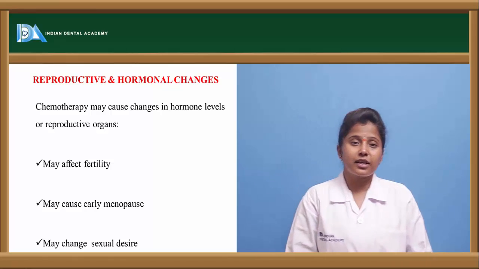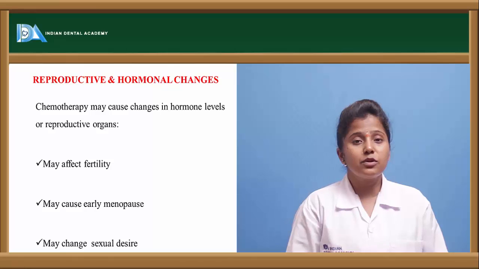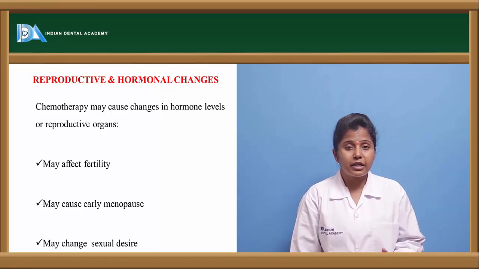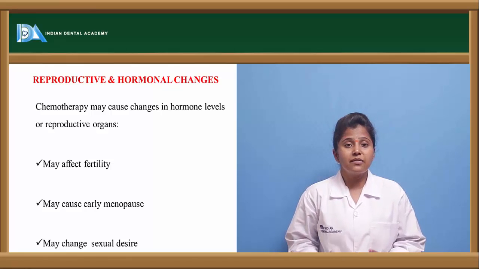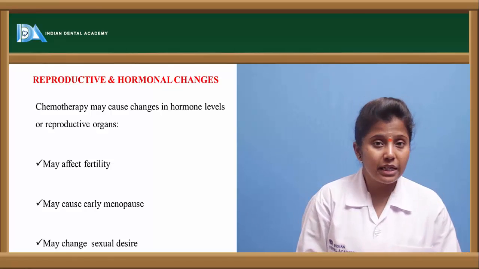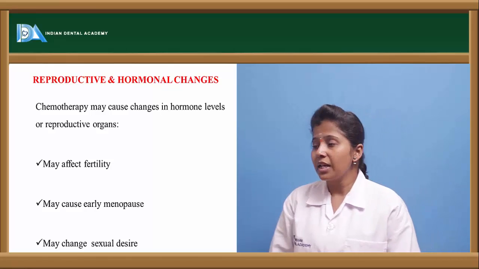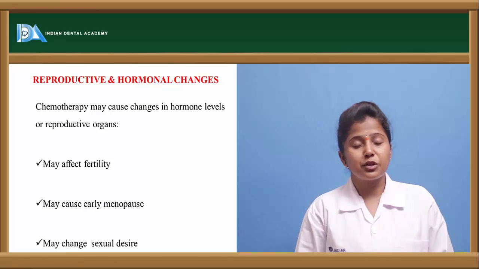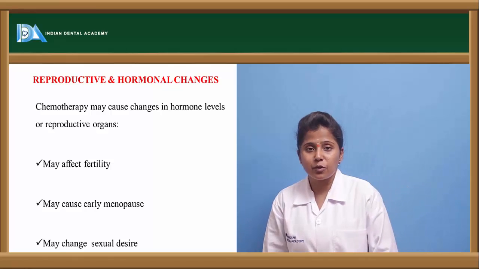The other side effect is reproductive hormonal changes. The hormones like testosterone, progesterone, estrogen, as well as other reproductive hormones present in the body can be altered. Because of the altered hormonal levels, sometimes it may affect fertility, or we can say it may sometimes lead to infertility. And it may lead to early menopause in women, and sexual desire can be altered or changed in the patients who are taking chemotherapy treatment.